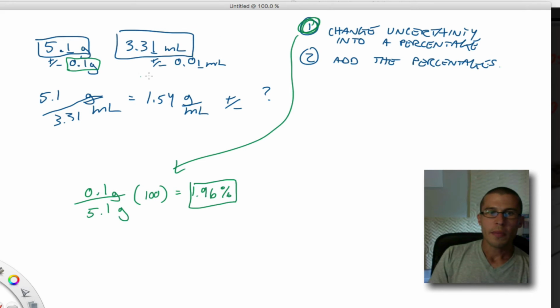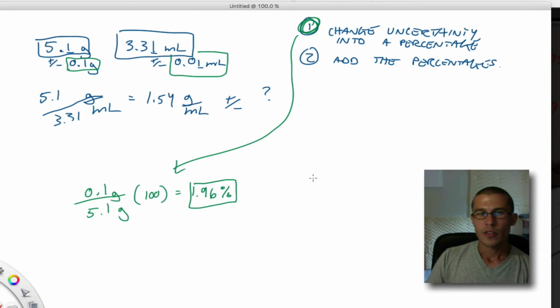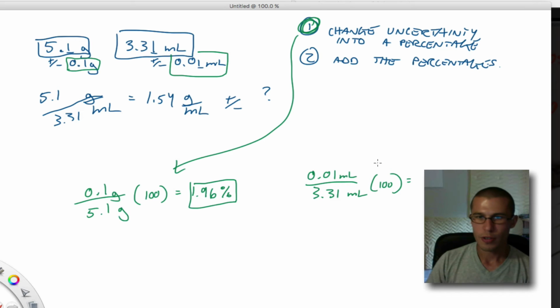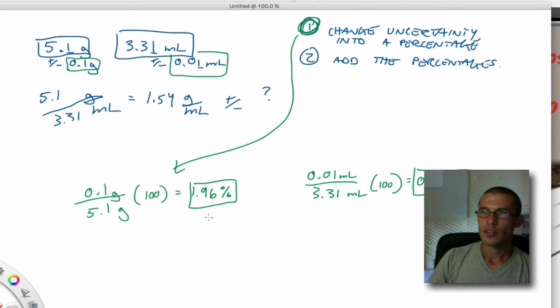Now I'm going to do the same thing for this uncertainty in this measurement over here. So I'm going to take 0.01 milliliters, and I'm going to divide by 3.31 milliliters, and I'm going to multiply all that by 100, and I get 0.302%. So less than 1% uncertainty in this case, just over in this case.